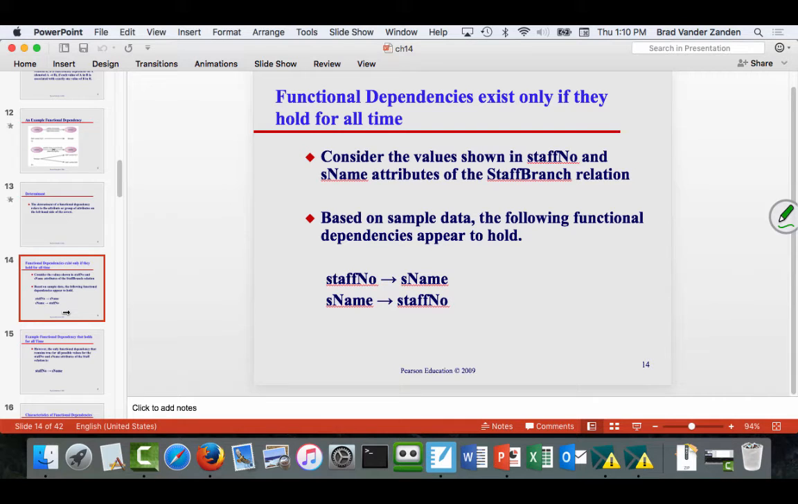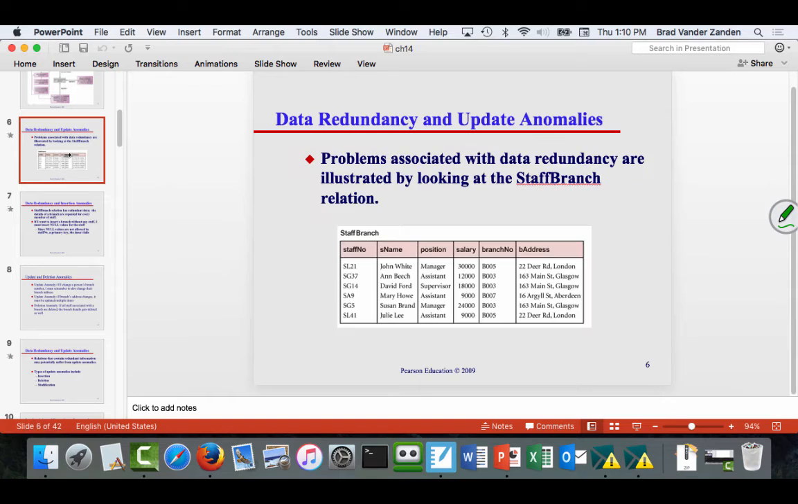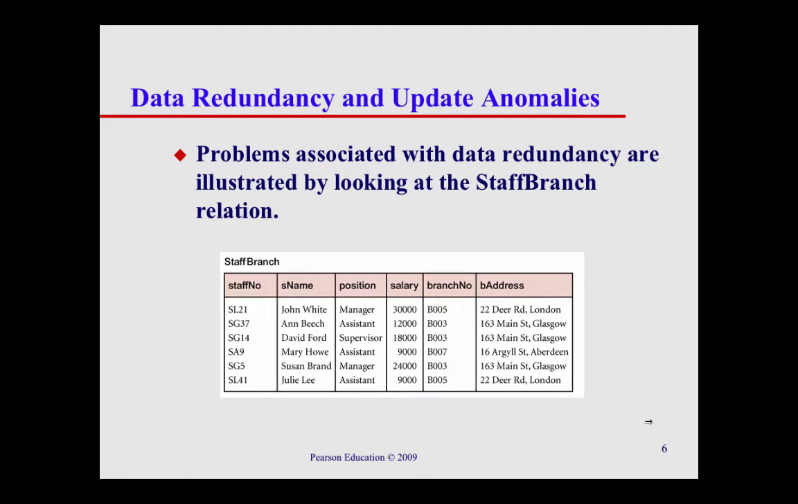So as an example, if we just look back at the staff-branch relationship, we would tend to think, just looking at it, that the staff name uniquely determines the staff number because we don't see any duplicated staff names there. So if we just look at this example data, we say that one of the functional dependencies is staff name determines staff number. But you can't just look at this example data. Do we really believe in general that staff names will always be unique?